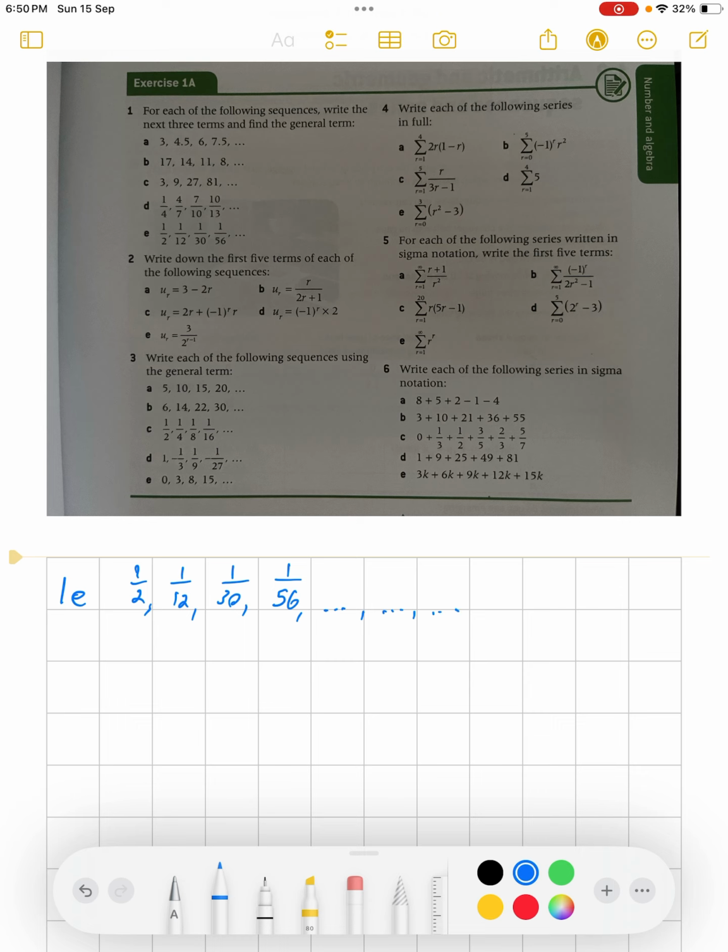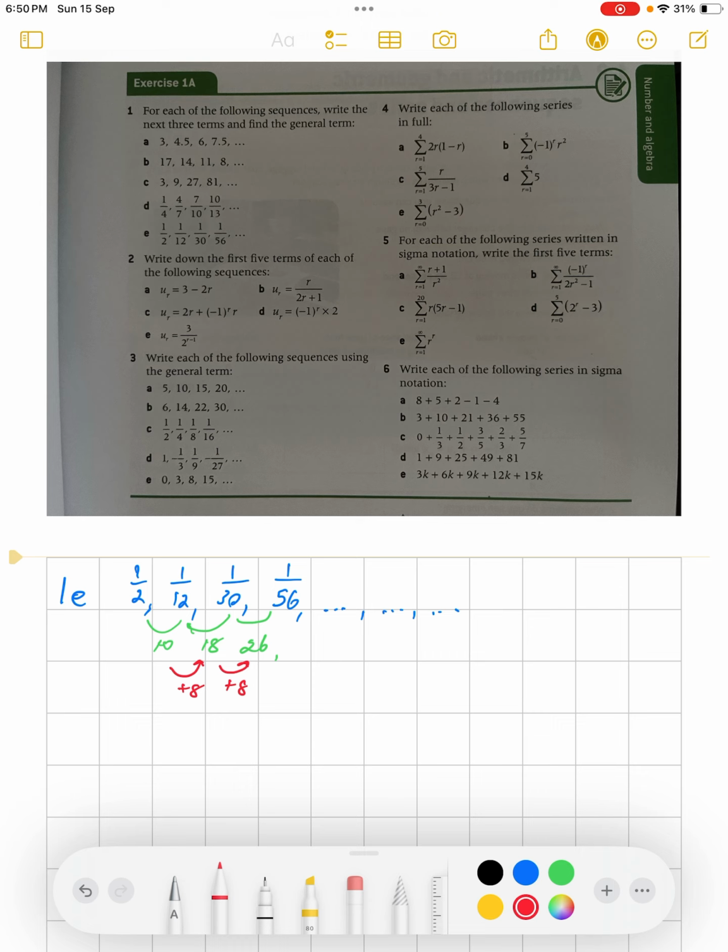Well, let's have a look at what's happening to the number pattern. You see here 2 to 12, that goes up by 10. 12 to 30, that goes up by 18. And 30 to 56, that goes up by 26. Well, what's happening with these numbers? You see 8 to 10, that's going up by 8. And then 18 to 26, that's going up by 8.